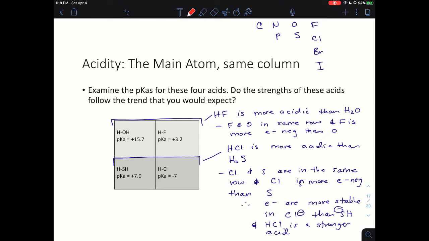So let's look at yes first. We're going to start by just checking out water versus HF. We've already looked at this, and remind ourselves how we rationalize HF being more acidic, lower pKa, than water. We rationalize that by thinking fluorine and oxygen are in the same row, and fluorine is more electronegative than oxygen. Thus, the electrons are more stable on F minus than hydroxide. And so if F minus is a more stable conjugate base, then HF is more acidic.